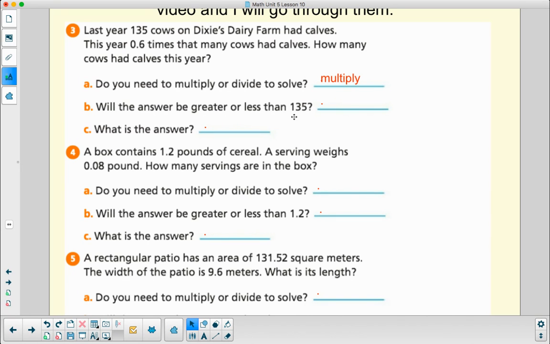So will there be greater or less than 135? Well, 6/10 times as many is going to be less than one whole group of 135. So there's going to be less than 135. And let's see, our answer is 81 cows.